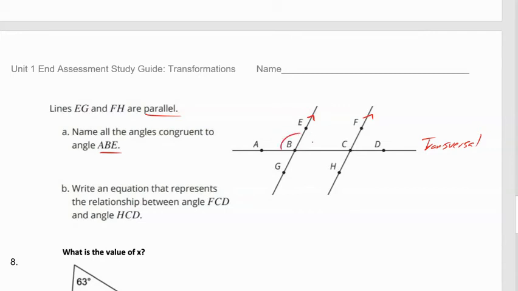Now it says name all angles congruent to angle ABE. Angle ABE is right here. We do know about vertical angles, so this angle has to be congruent. We also know that angle BCF also has to be congruent, and BCF has a vertical angle, angle DCH, which also has to be congruent. So those 4 angles right there would all be congruent to one another. So you have angle, let's say, CBG. You have angle BCF.